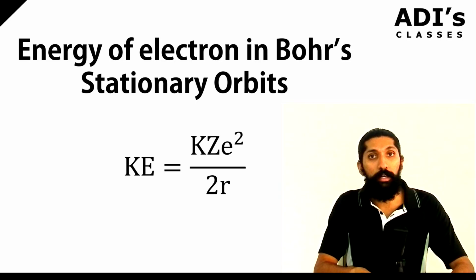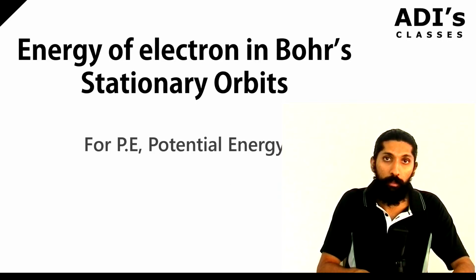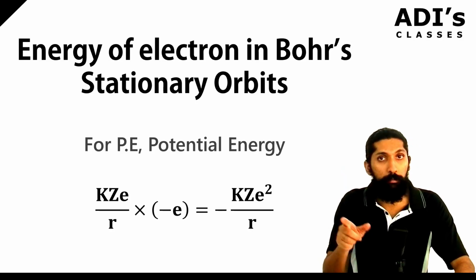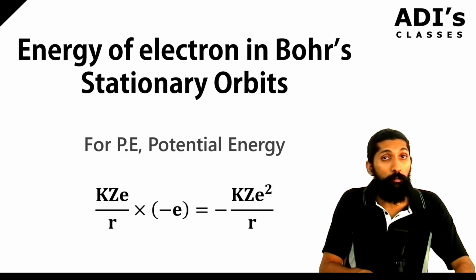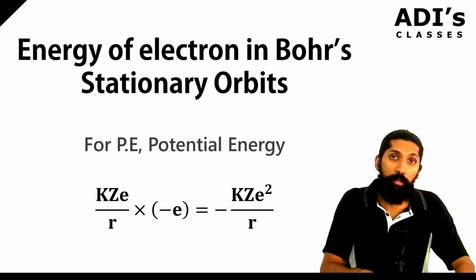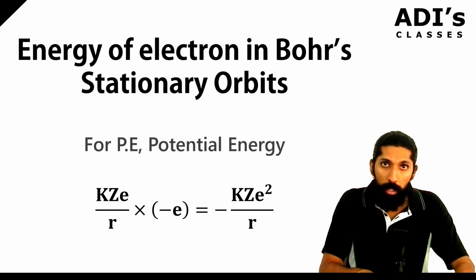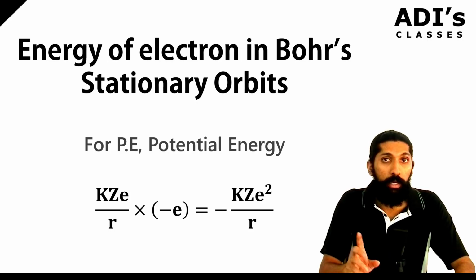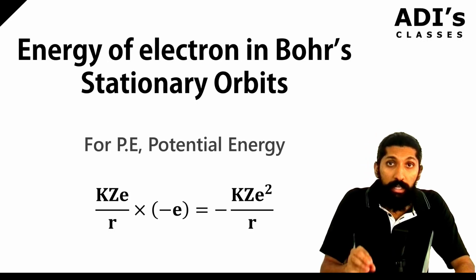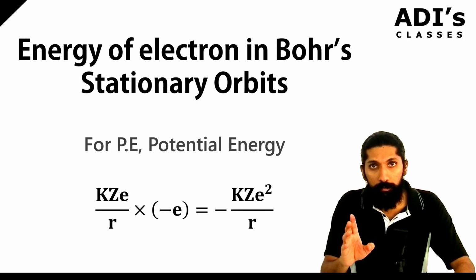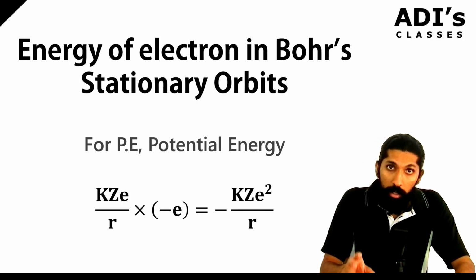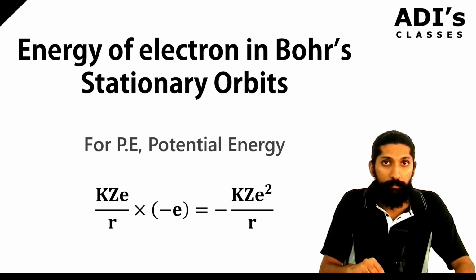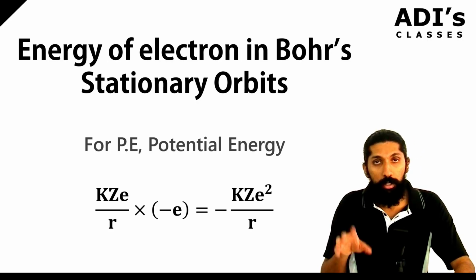Now let's calculate the potential energy. To calculate potential energy, we take the potential of the body multiplied by charge. Electrostatic potential, you have already learned the formula for it. Let's apply the same logic here. You'll get k·Ze/r multiplied by −e. The negative e is because of the charge of the electron. So you will get −kZe²/r. This is going to be the potential energy.